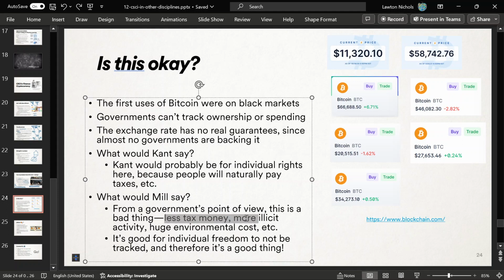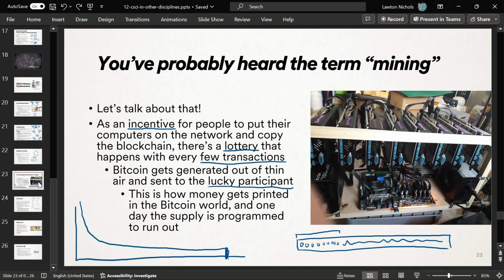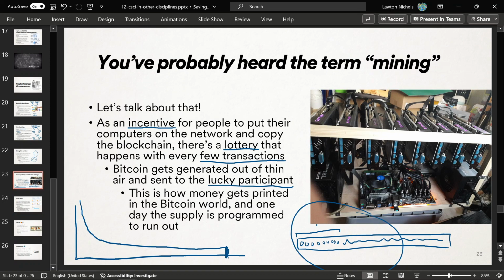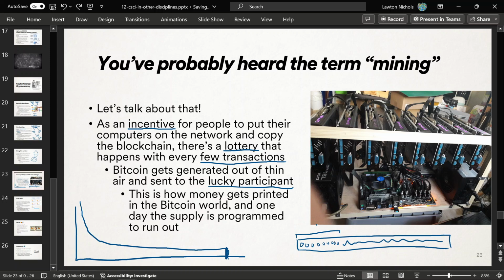So, if you're a government, you're making less money in taxes because people aren't claiming that they made bitcoins. It's easier to fund illicit things, buy drugs and stuff. And then also, I barely touched on this, but a bunch of computers are solving math problems very fast. They're generating a lot of heat and they're wasting a lot of energy doing that.